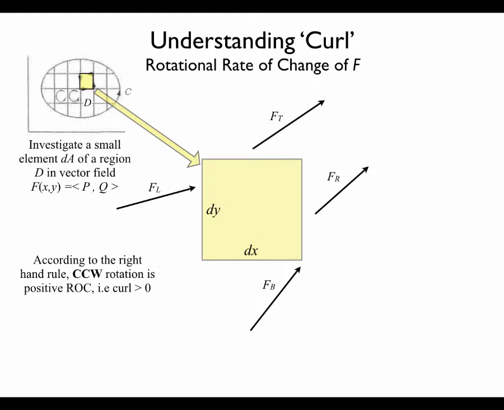Okay, so according to the right-hand rule, counterclockwise rotation is positive, right? According to the right-hand rule, counterclockwise rotation is positive, and so we're going to say the curl is greater than 0 for counterclockwise rotation. The rotational rate of change, curl, is greater than 0 for counterclockwise rotation.